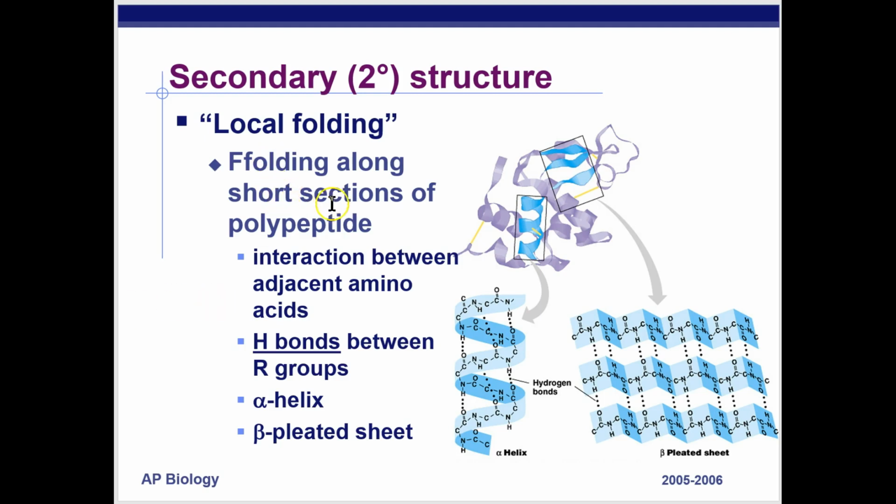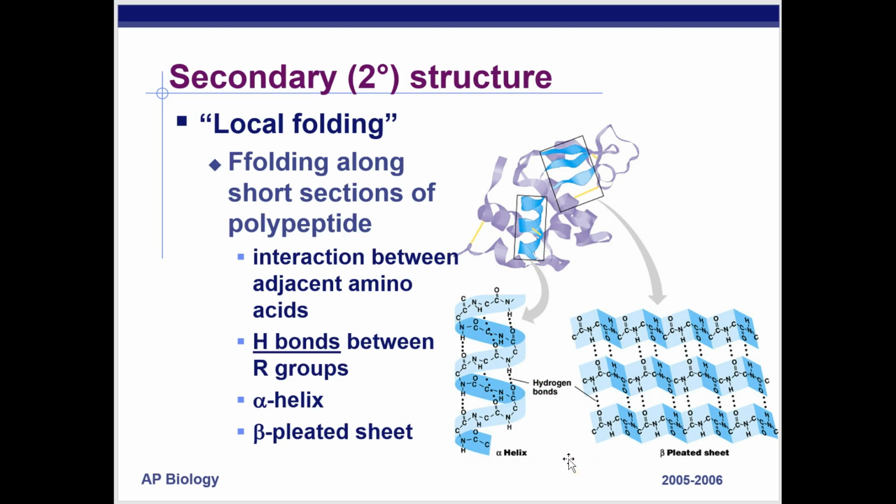So folding along short sections of the polypeptides that are near each other. These are interactions between two adjacent amino acids. You can see here's one amino acid, here's another amino acid, and right next to each other there's just enough. These dotted lines represent hydrogen bonds. The solid lines represent covalent bonds. So here's the hydrogen bonds, and it's just a weak attraction, but it's important enough.